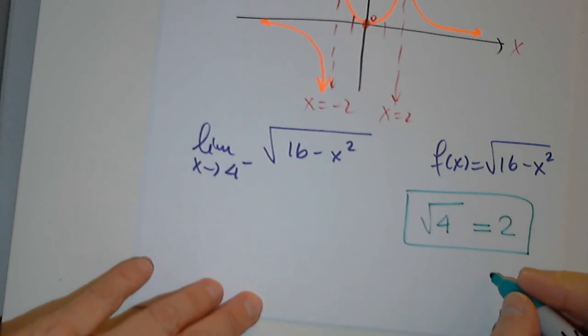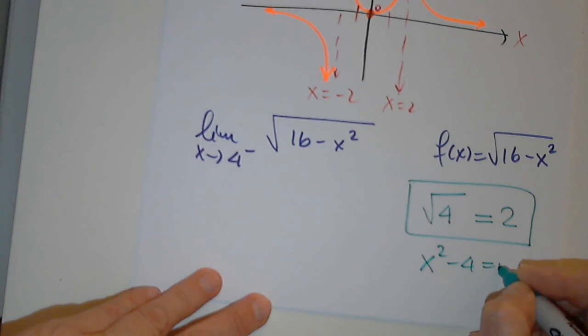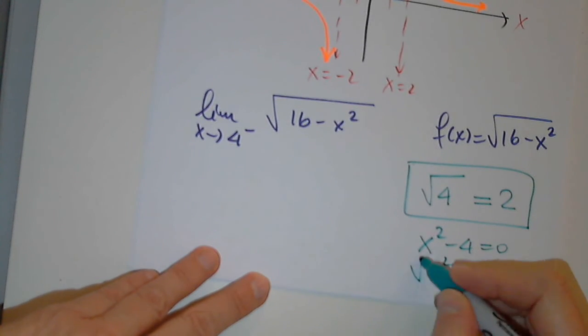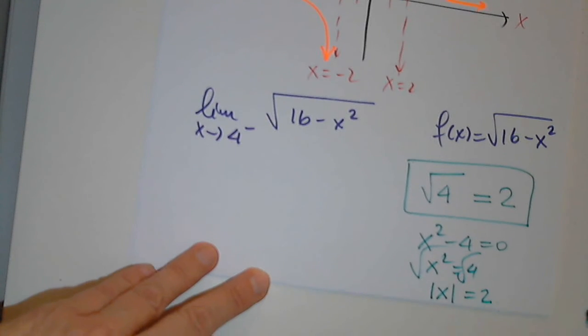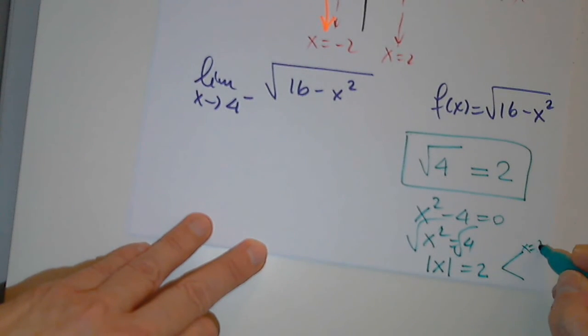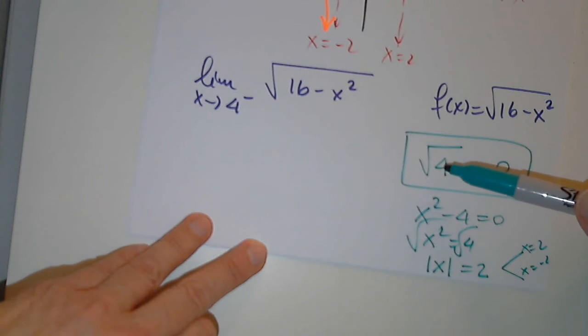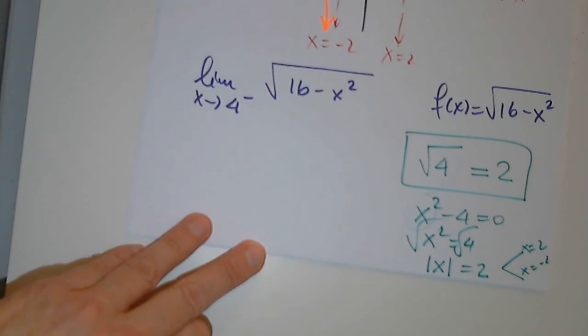But sometimes we see plus or minus, and that comes from solving this equation. When we move 4 to the other side and take square roots, this side is the absolute value of x, so that's why we get x equals 2 or negative 2. The plus or minus does not come from the square root. It comes from the square root of x squared.